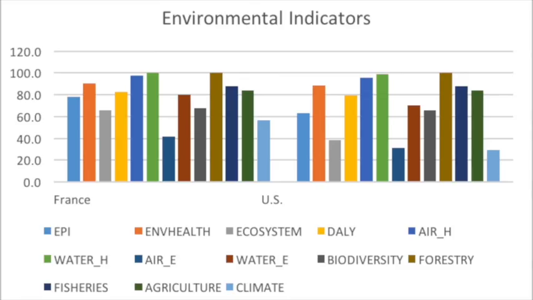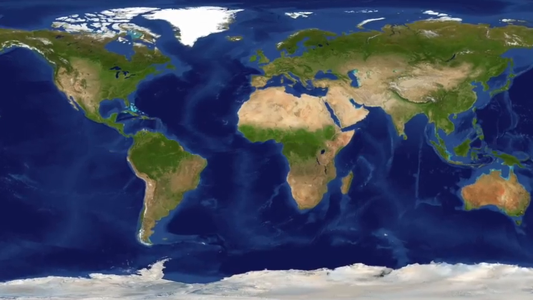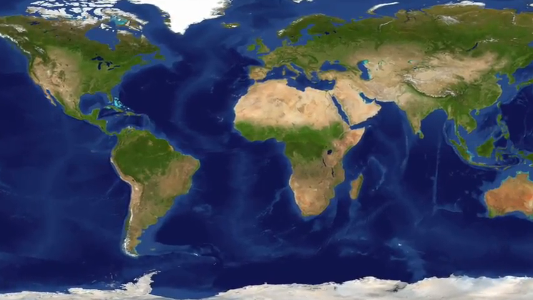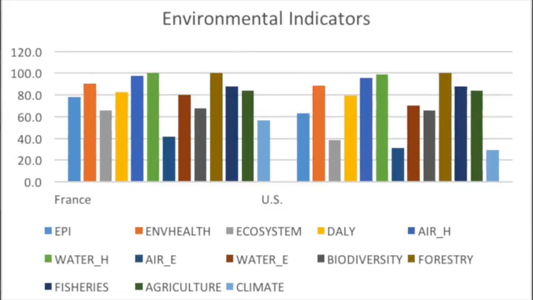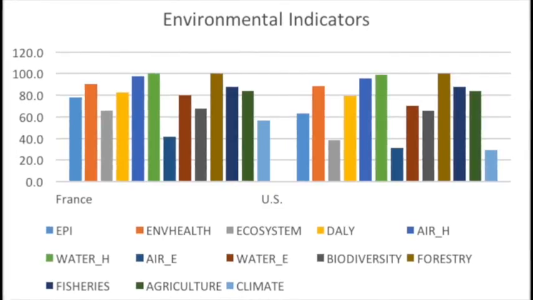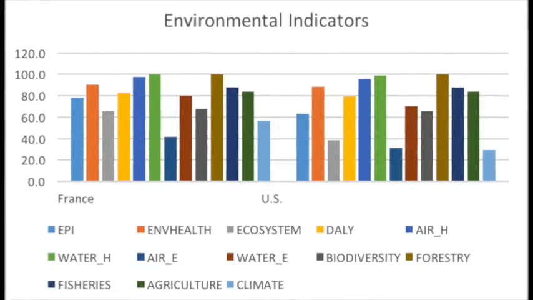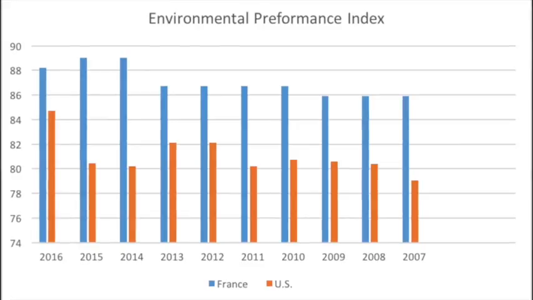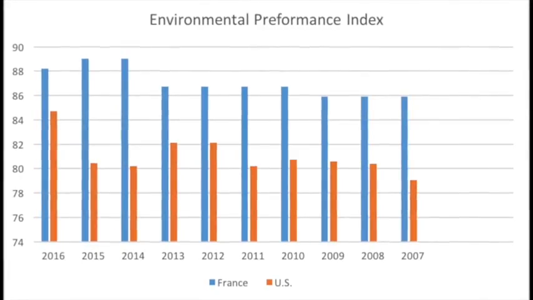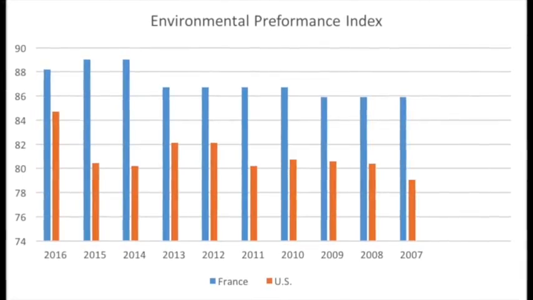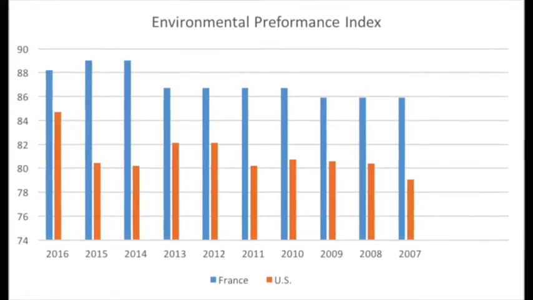Another important topic is the environment. A few environmental indicators in France are agriculture and water, tying with the U.S. This is because agriculture is such a big market in France, as well as the water issues because of the nuclear waste. Lastly, the Environmental Performance Index is a lot higher in France, meaning that they have scored better than the United States.